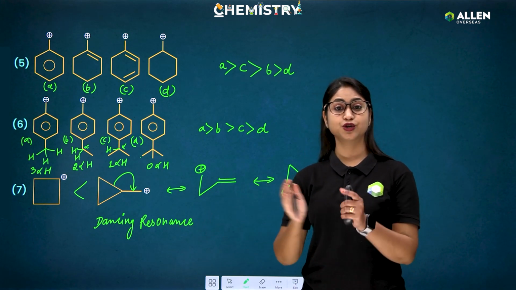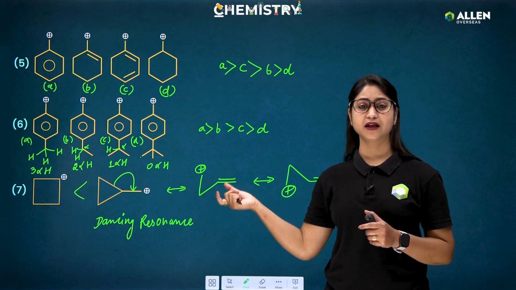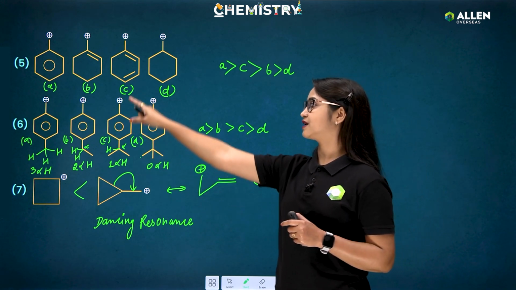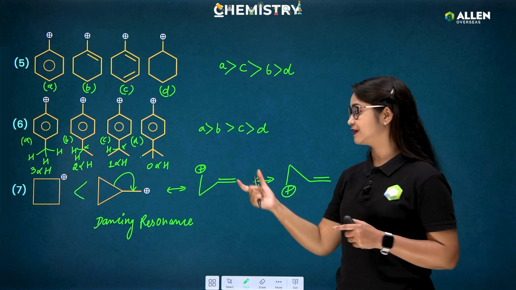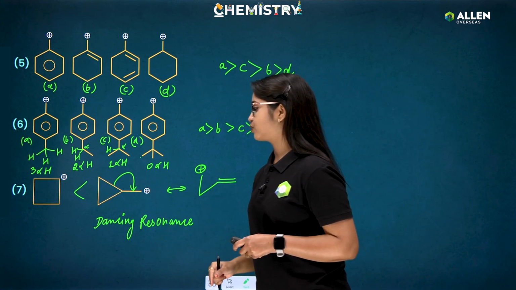This resonance where the sigma bond is breaking and shifting and making these resonating structures is called dancing resonance, and due to this dancing resonance, this carbocation becomes more stable, and actually it becomes more stable as compared to benzylic carbocation. So that's why this is a very stable carbocation, right? So that's why the second is more stable.